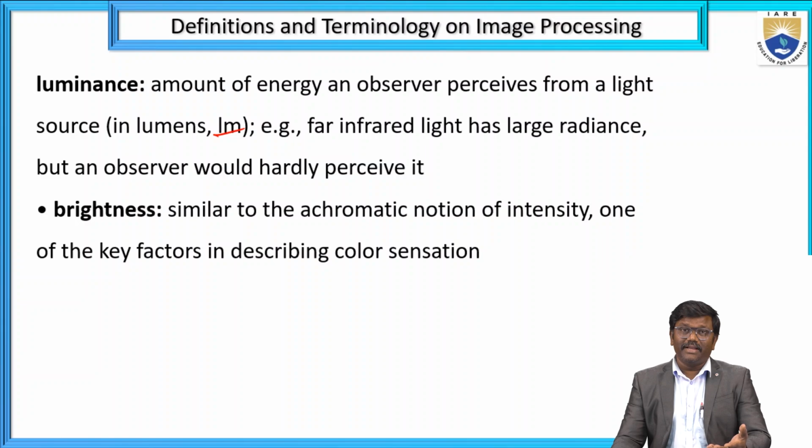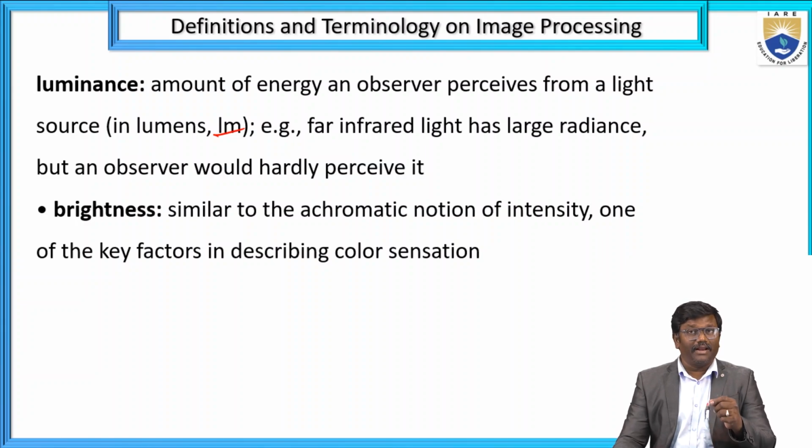And how we define that is the amount of energy an observer perceives from a light source. The best example is far infrared light: it has a large radiance, but an observer would hardly perceive it. So we defined illuminance, with which we can comparatively define brightness also.